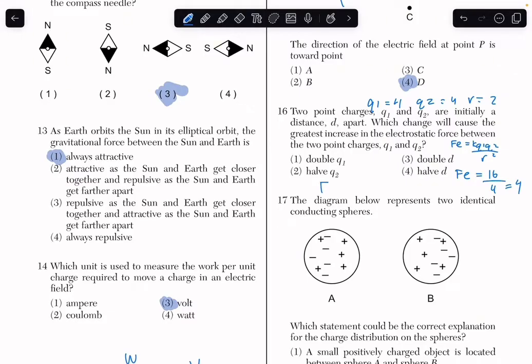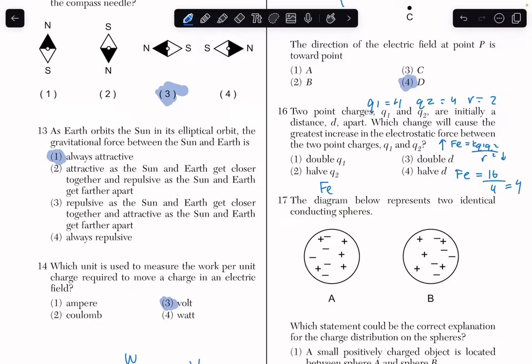So let's make a big change, an increase. If I double D, that's going to make things smaller. Remember, because of this inverse relationship right here. If R squared, the radius, gets bigger, then the force here has to get smaller. But I want there to be an increase. So in order to make Fe bigger, this has to get smaller.